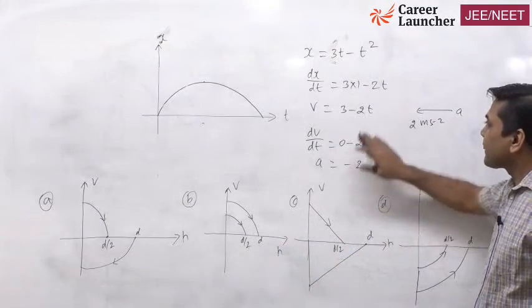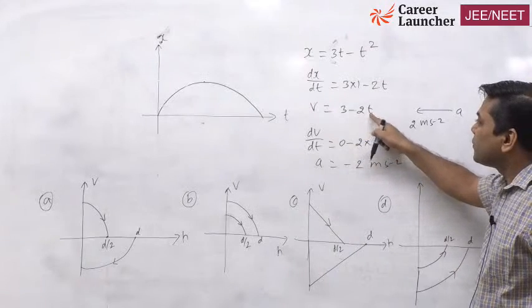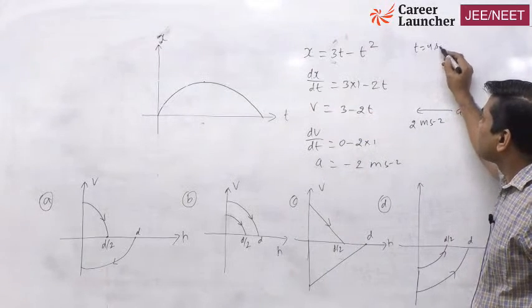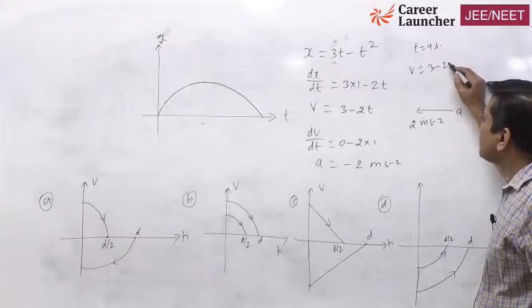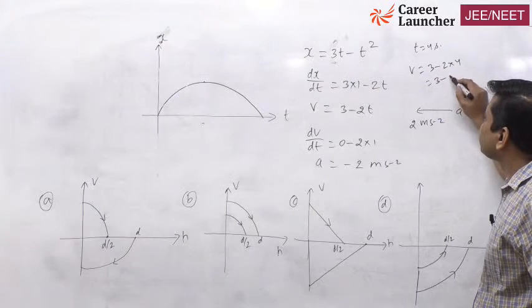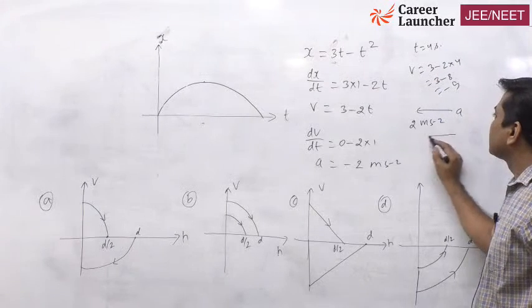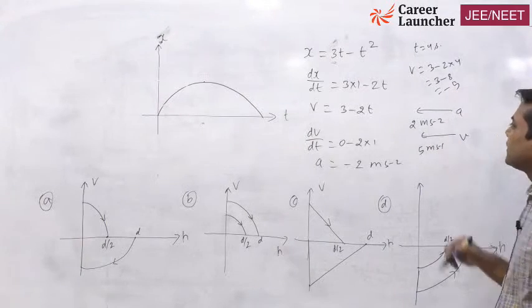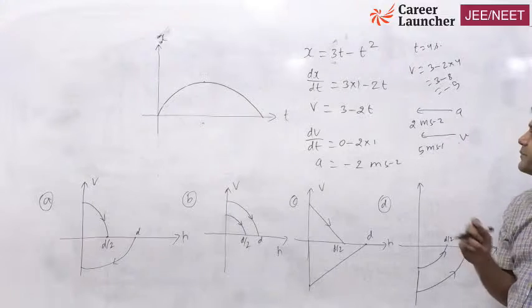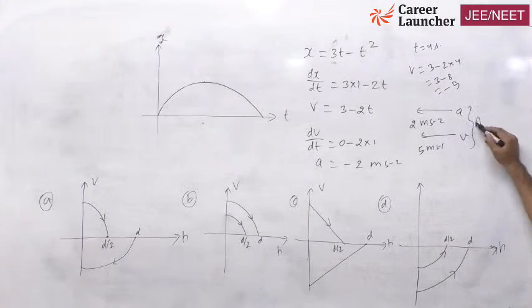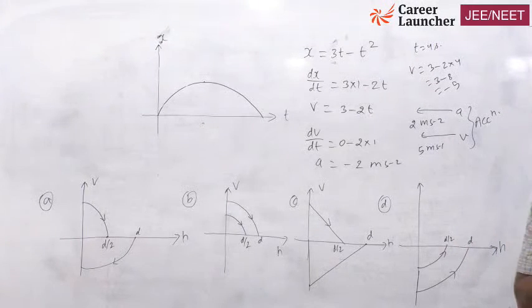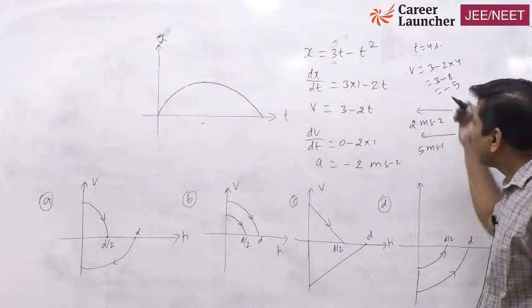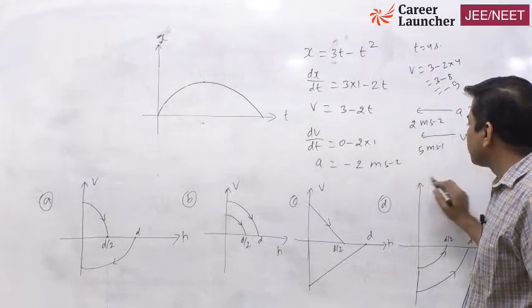So here at t equal to 4 second, V is 3 minus 2 into 4, minus 5. So V is 5 meter per second. You can have a look. So both they are in the same direction. So it's a case of acceleration.